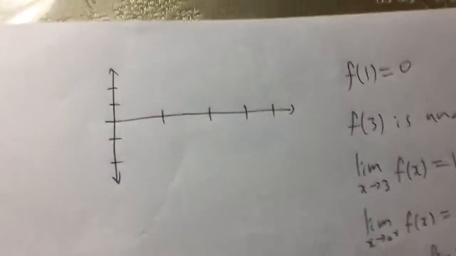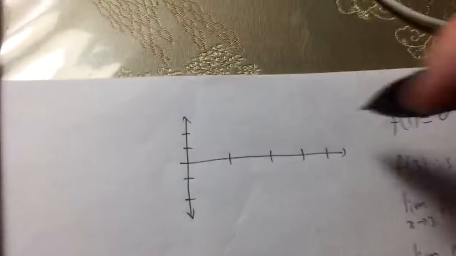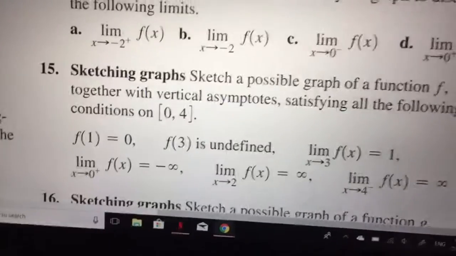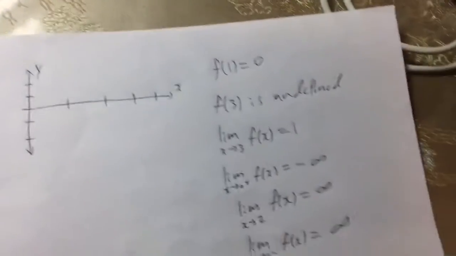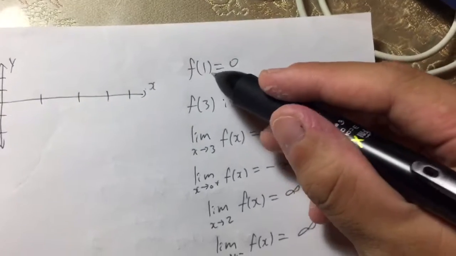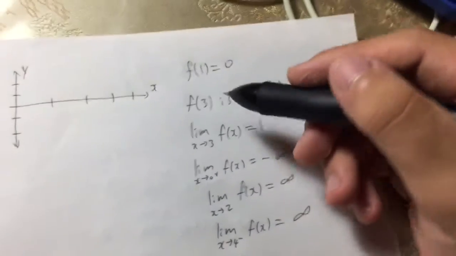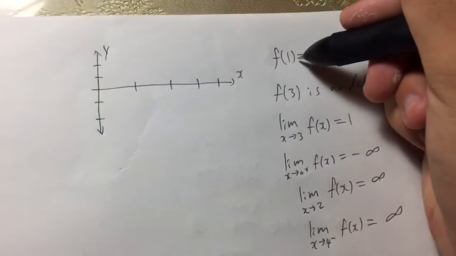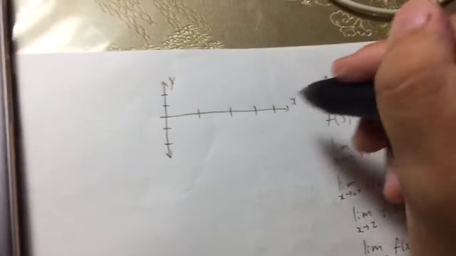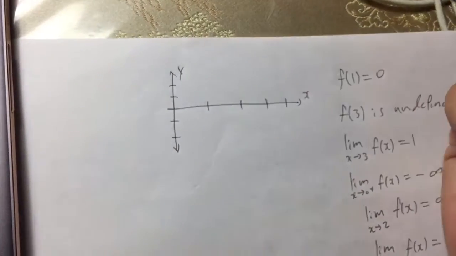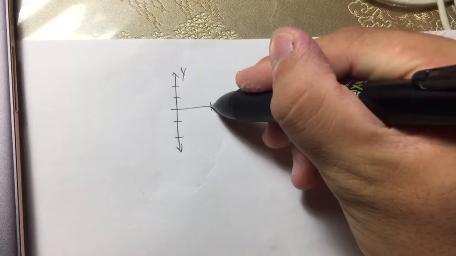So here I have my x and y axis and all my conditions that are listed here. And so the first condition states that f of 1 is equal to 0. This is pretty straightforward. It says that at x equals 1, which is over here, f of x is equal to 0.